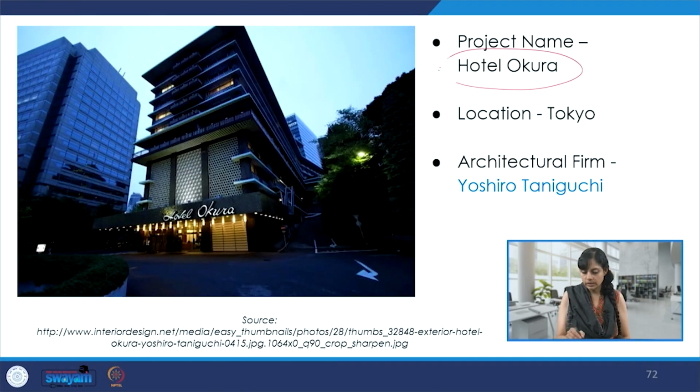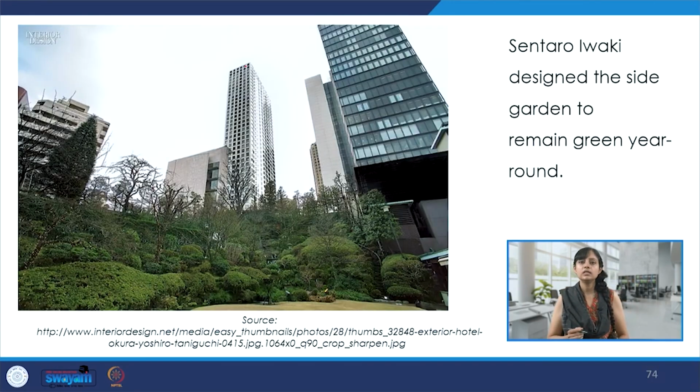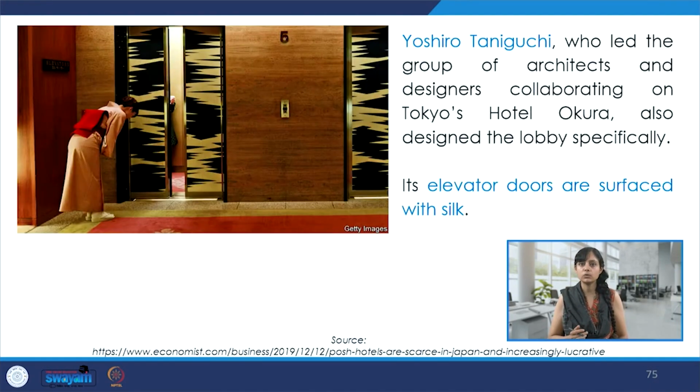Then there is Hotel Okura. This is a Tokyo-based project, and it has these interesting exterior horizontal forms. And there is also the juxtaposition with the garden, and that's an interesting placement of modern material and the landscape outside. I also find this very interesting detail, the elevator doors, which have surface finishes with silk and textiles.